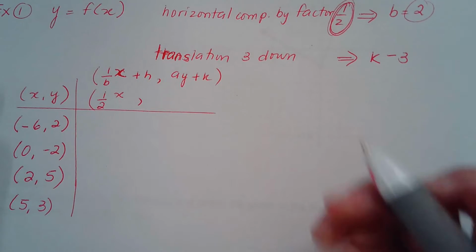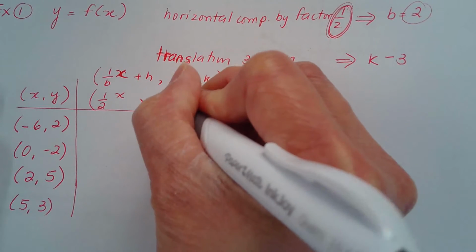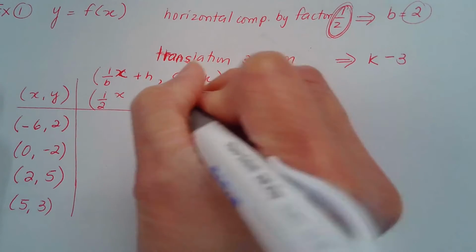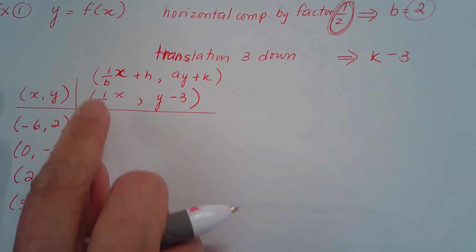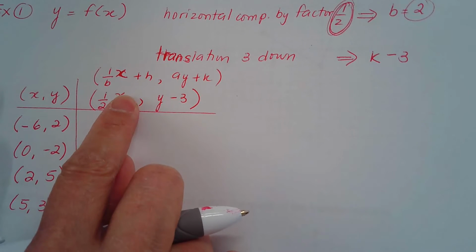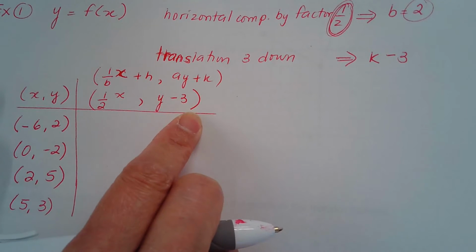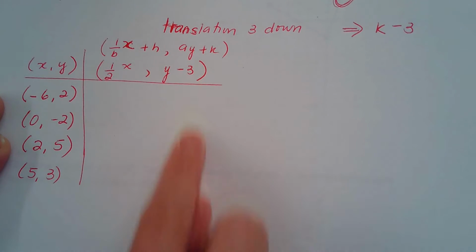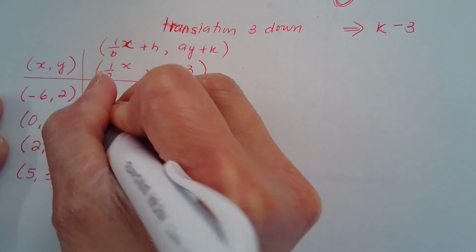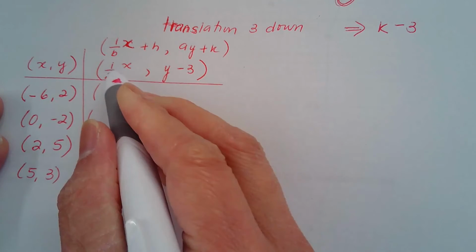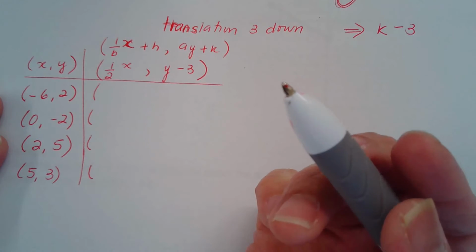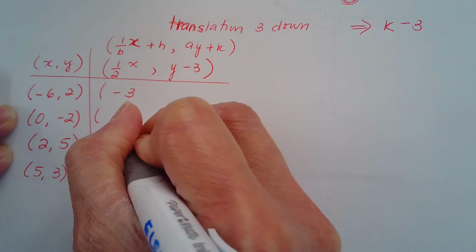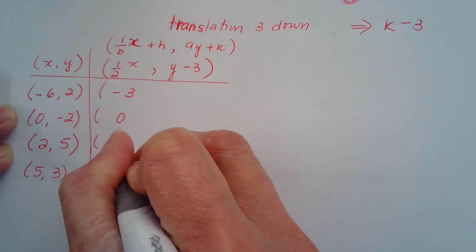Okay, 1. So we'll just give us as y plus k. So k is -3, so -3. So 1/2 times x, comma, y minus 3. Okay, so let's work on the x's, and then we can work on the y's after. So everything is being multiplied by 1/2 or divided by 2. So this one would give us -3, 0, 1, and then 2.5.